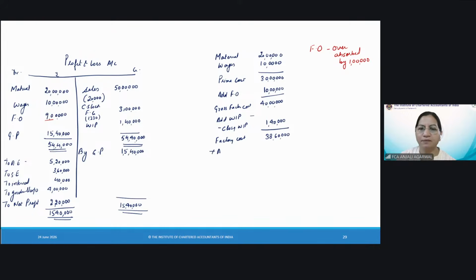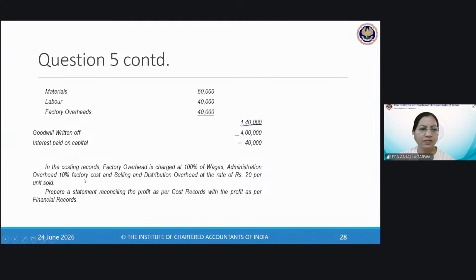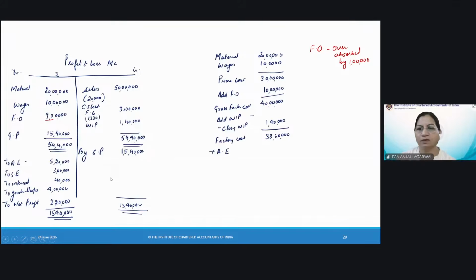On this, you will add administration expenses or administration overheads. Administration overheads are charged at 10% of the factory cost, so it becomes 3 lakh 86,000. So 38 lakh 60,000 plus 3 lakh 86,000, the total cost of production comes out to be 42 lakh 46,000.